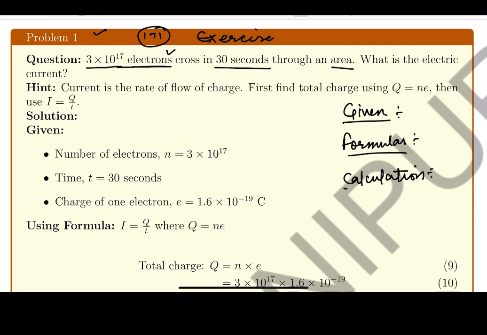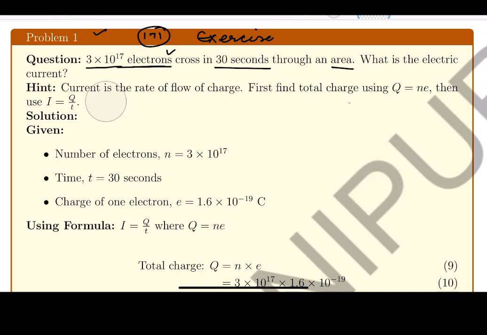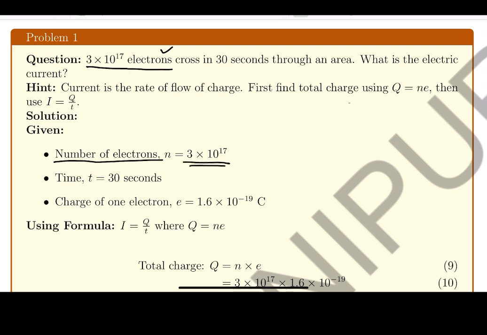Okay, we'll follow these 3 steps always. So here in this question, what are the things given? First is 3 into 10 to the power 17 electrons. So what is this? This is the number of electrons. 3 into 10 to the power 17 is the number of electrons.